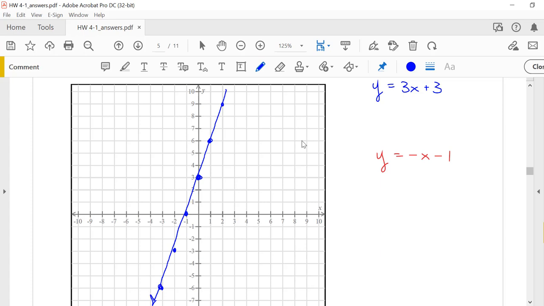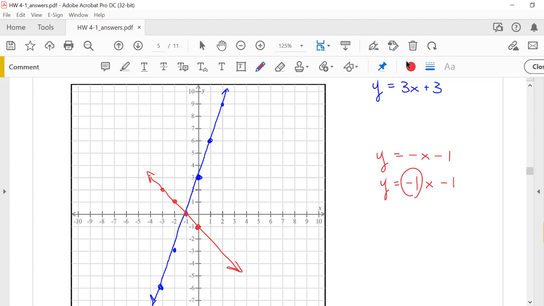All right. Now for the red line. Y equals negative x minus 1. The y-intercept is negative 1. And my slope, if you need to see that as negative 1x minus 1, so you see the slope is negative 1, I'm going to go up 1, left 1. Up 1, left 1. There's my red line.